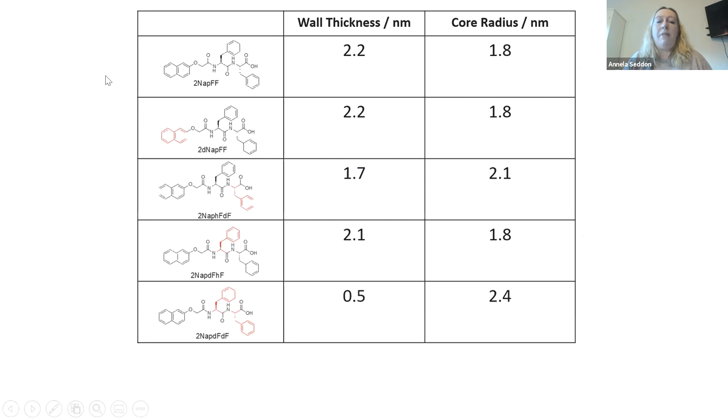We can see that for 2NapFF on its own, 2NapFF with the deuterated naphthalene, and 2NapFF with the interior amino acid deuterated, the core radius and wall thickness are all pretty much the same. So that's telling us that the deuteration is not really affecting what we see in the scattering pattern. However, if we deuterate the exterior amino acid, so this terminal amino acid here, or both amino acids, you can see immediately that the wall thickness drops quite significantly here, and the core radius goes up commensurately to take into account that we've lost those rings. And so this was telling us that our model actually is correct. This is the first time anyone had really probed what the three-dimensional solution structure was of these materials.